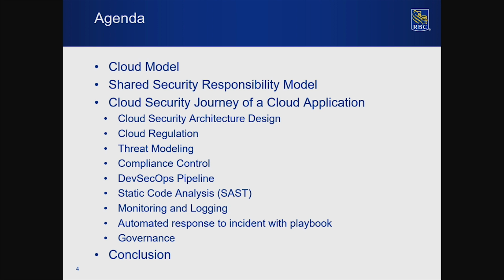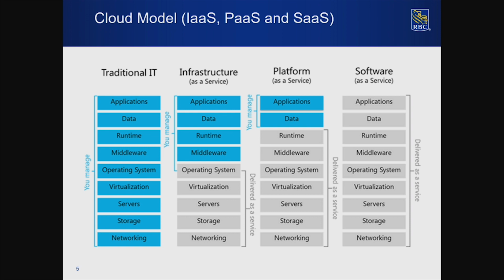During this presentation, when I speak about cloud, I speak only about public cloud, not private cloud. For example, private cloud such as VMware, OpenStack, and all the on-premise virtualization stuff. On the market, we can discover four models. The first model is traditional IT. The second model is infrastructure as a service, or IaaS. The third model is platform as a service, PaaS, and then software as a service.